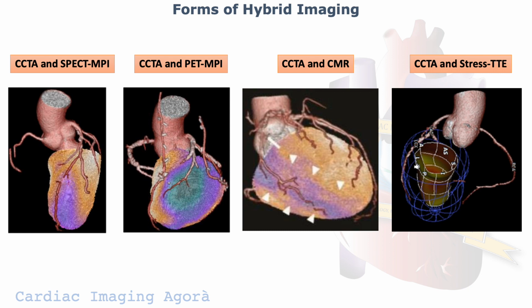There are several, and almost everything can be fused together. The ones that are currently in use include coronary CTA with SPECT myocardial perfusion imaging, CTA with PET myocardial perfusion imaging, CTA with cardiac magnetic resonance imaging, as well as, more recently, coronary CTA with stress transthoracic echocardiography.